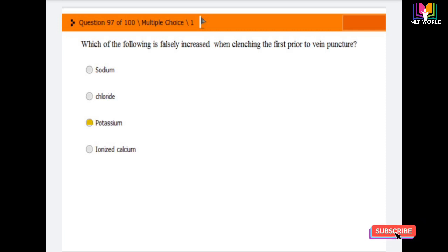Question number 97. Which of the following is falsely increased when clenching the fist prior to vein puncture? Options are: first option sodium, next option chloride, third option potassium, fourth option ionized calcium. The correct answer is potassium. Potassium can be falsely increased when clenching the fist prior to vein puncture.